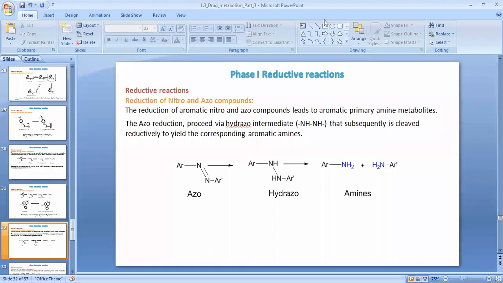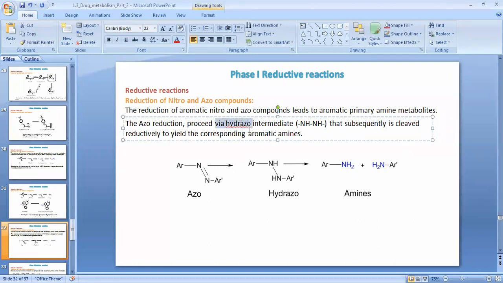Nitro is converted into nitroso, followed by hydroxylamine, and finally converted into its amine derivative. This is about nitro. Now how are azo compounds metabolized in our body? The reduction of these azo compounds will be done via a hydrazo intermediate. They are converted into an intermediate molecule. What is that intermediate? A hydrazo intermediate.